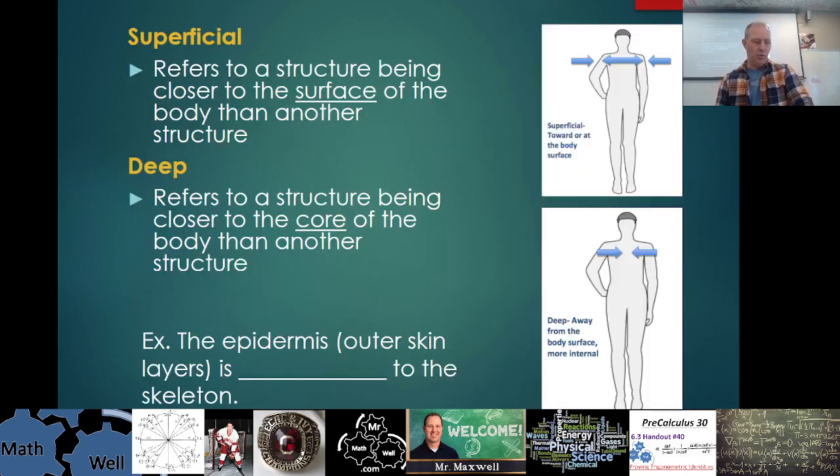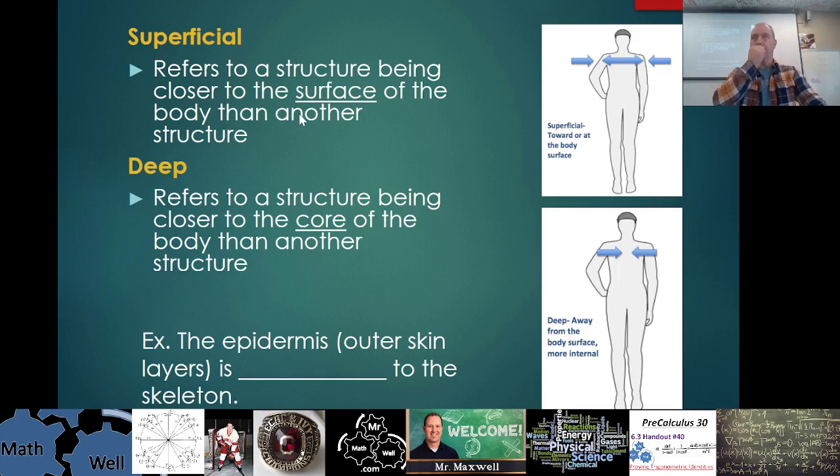All right, more on positions and directions. Superficial refers to the structure being closer to the surface of the body than another structure. So a superficial wound is very close to the surface of your body, a scratch or a cut. Deep refers to a structure being closer to the core of the body than another structure. Superficial is surface, deep is inside.